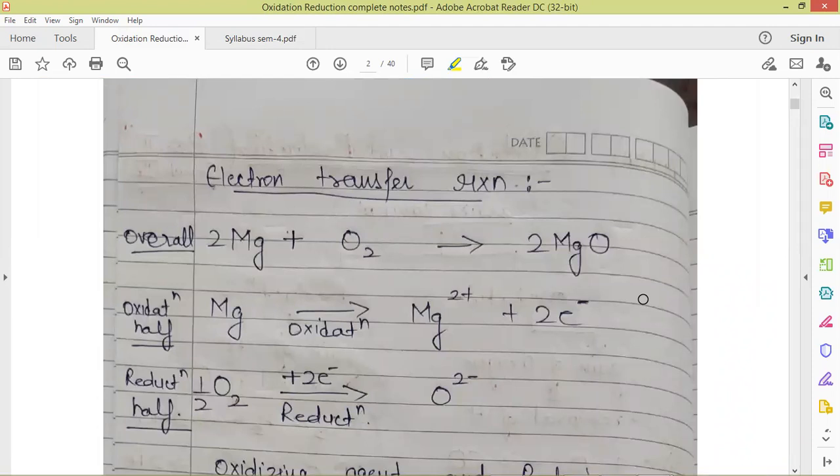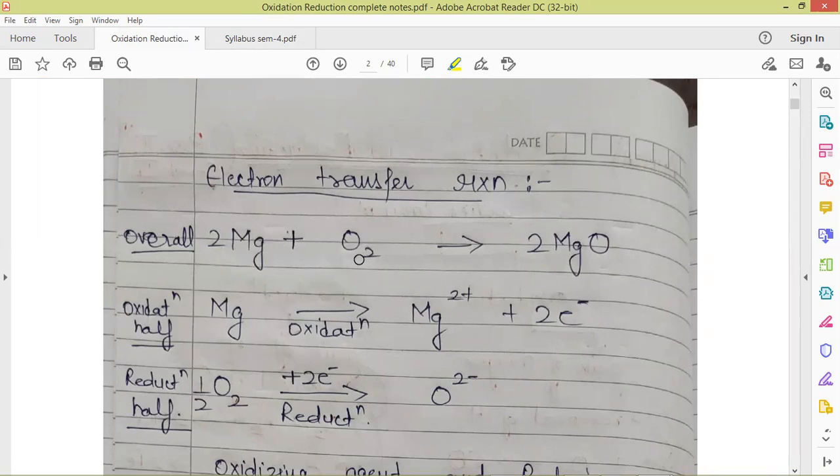In the overall reaction, there is no such case possible where reduction alone is taking place or oxidation alone is taking place. So oxidation and reduction are actually inseparable. They are taking place in a single reaction. In the overall reaction, one entity is undergoing oxidation and the other entity is undergoing reduction.